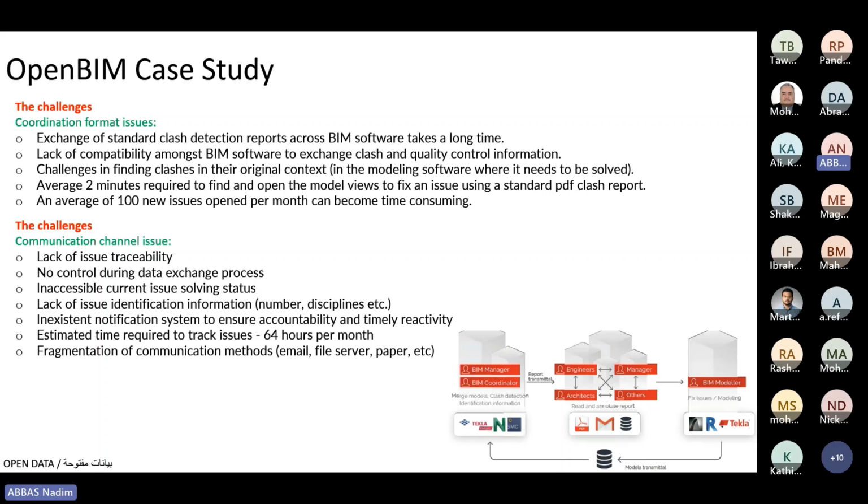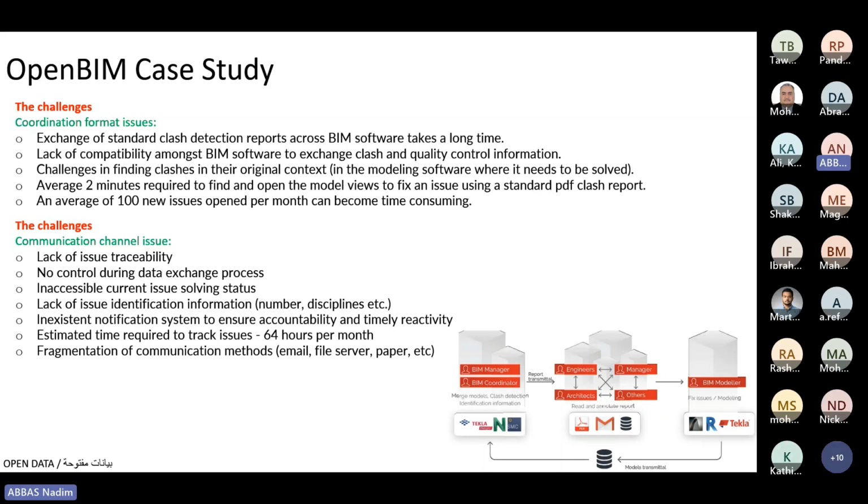So after a few weeks of exchanging standard clash detection reports, the project team quickly realized that the format of the clash detection report would vary a lot according to how the user configures it. They noticed the lack of compatibility of BIM software to exchange clashes and quality control information, but the biggest challenge was finding the clashes in their original context. So, in the modeling software where they need to be resolved actually.